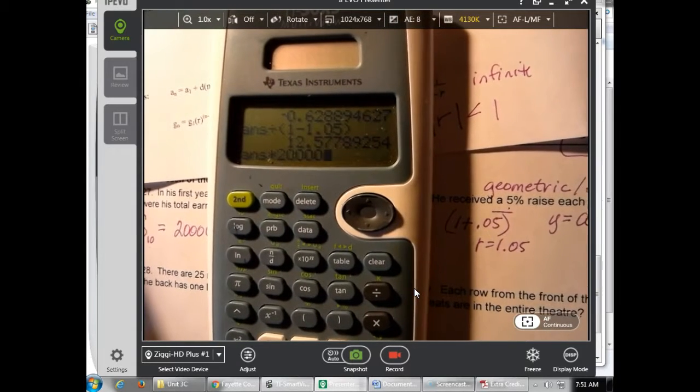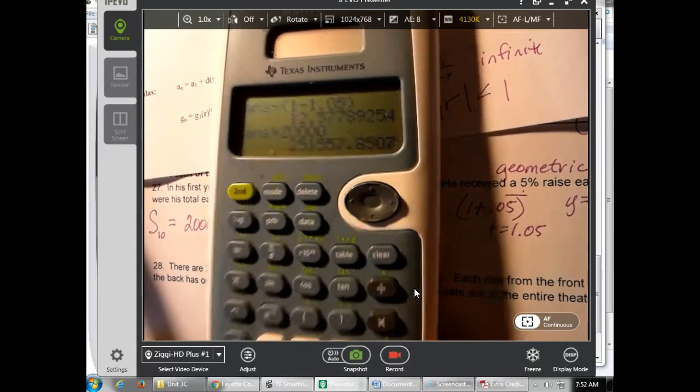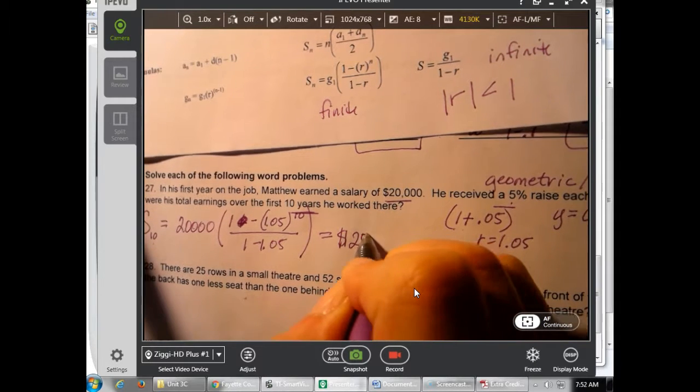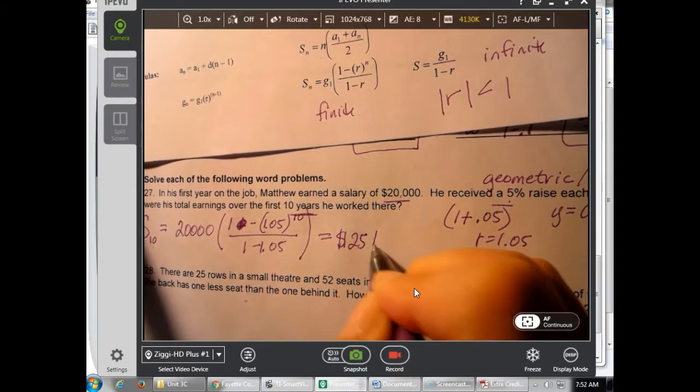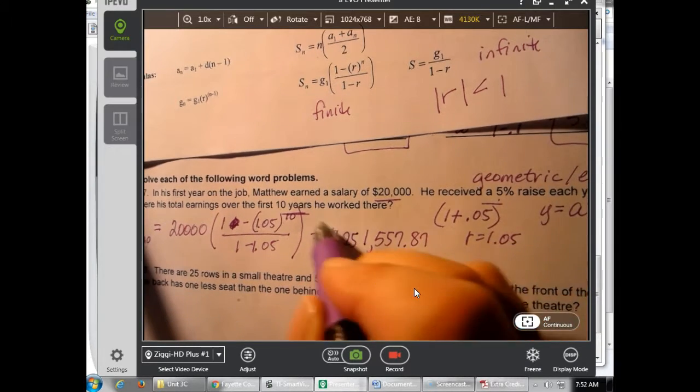Okay. So I'm going to get 251,557.85. So the answer to this is going to be 251,557.87. So that is the answer.